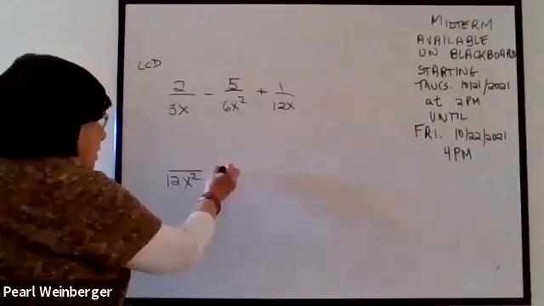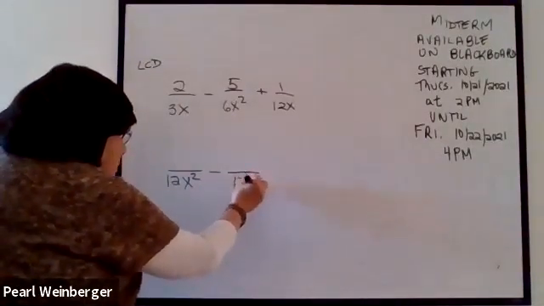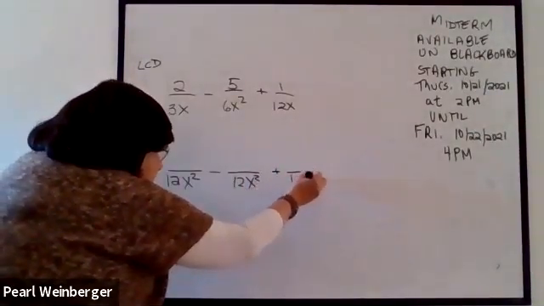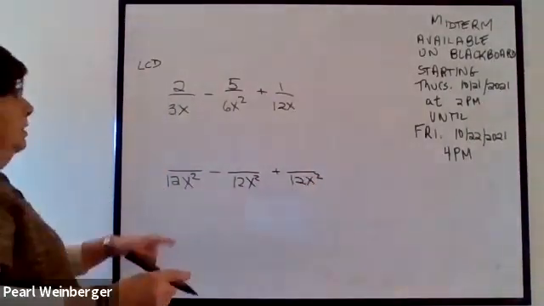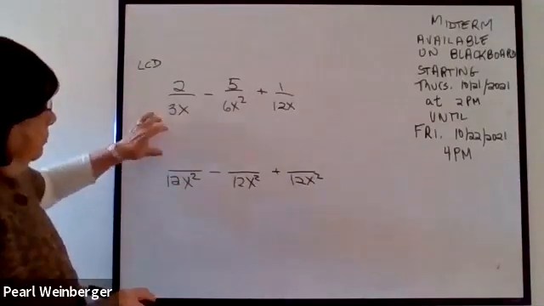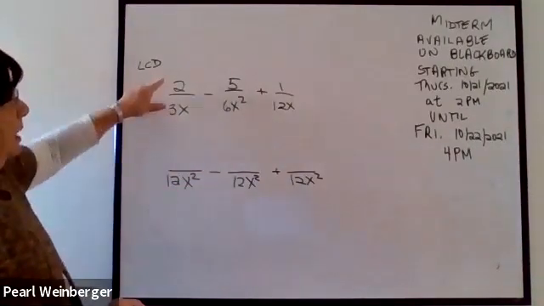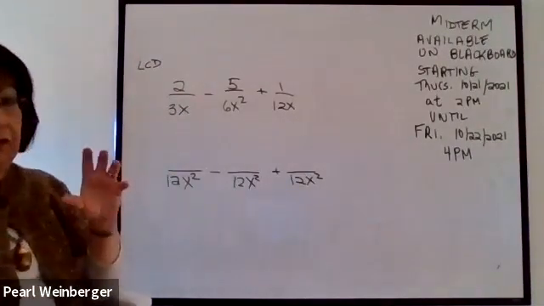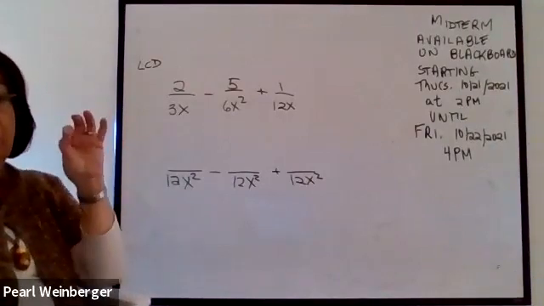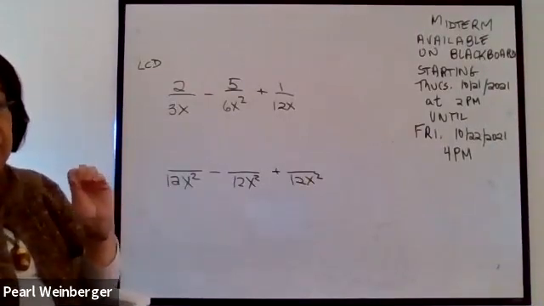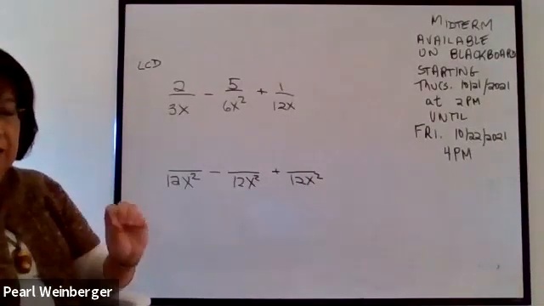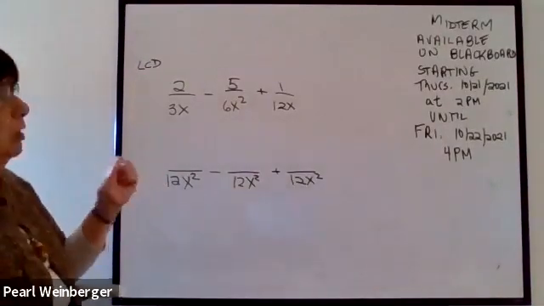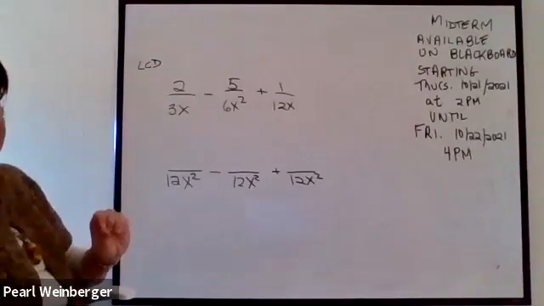Okay, once you have your common denominator, you're going to rewrite your problem with everything having that same common denominator. In other words, if I changed the denominator, I'm going to have to change the numerator as well. Remember, you don't change the value of a fraction when you multiply the top and the bottom by the exact same thing. Numerator and denominator multiplied by the same value doesn't change the value of the fraction.